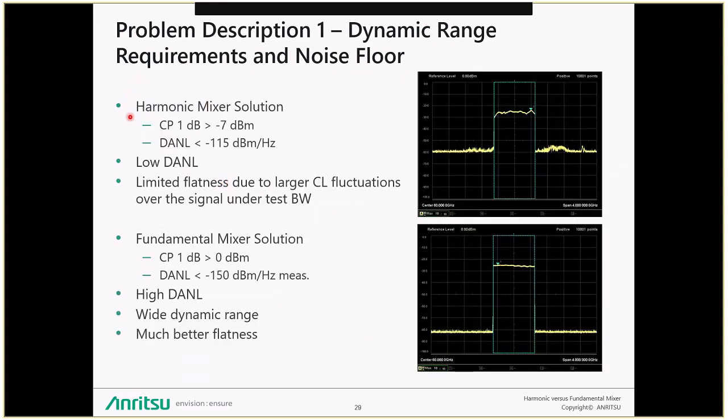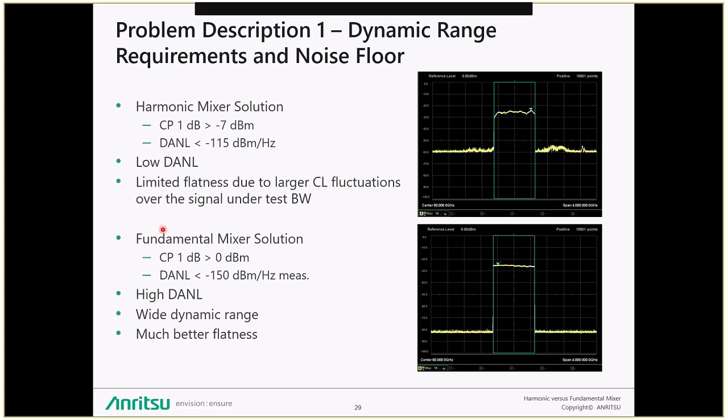This is just a comparison of what we can reach with a harmonic mixer solution versus the fundamental mixer solution. Harmonic mixer solution with 1 dB compression point of -7 dBm, DANL of -115, normalized to 1 Hz. So DANL performance is not that good. We also have some flatness problems. We can see that measurements of spectrum emission mask cannot be achieved with this solution.